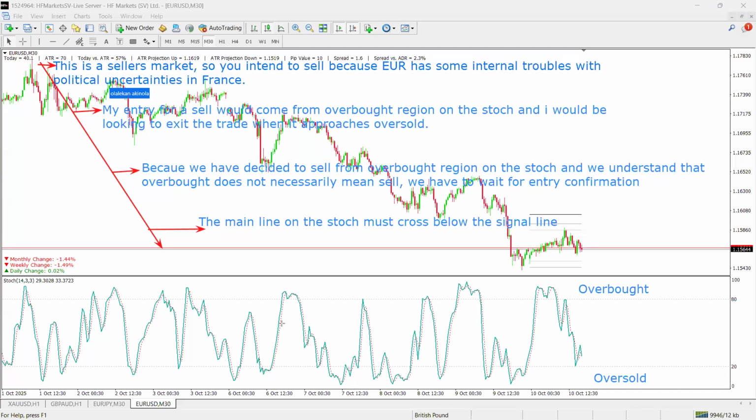So it means the signal for a sell, appropriately from an overbought region, is simply for the main line to cross below the signal line. That's the idea. Now, if it was going to be for a buy, we can reverse it, right? Let me see if I have a buyer's market right now. Maybe USD JPY can do it for a buyer's market.